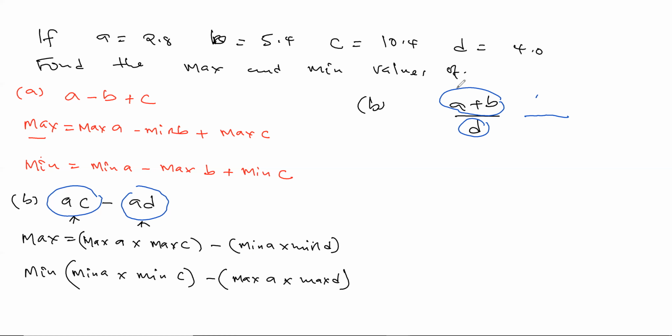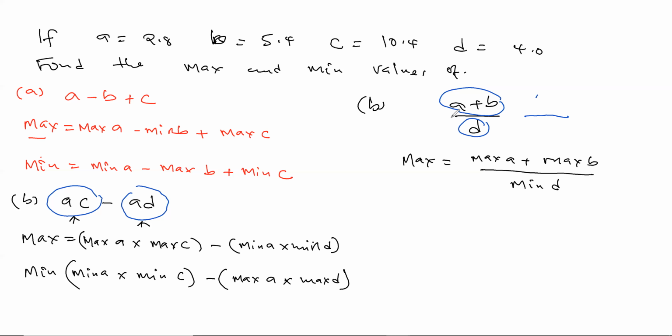So when you want to get the maximum and minimum values of the operations, take in mind that for maximum in division, what do you normally do? You take the maximum of the upper divided by the minimum of the lower. So the upper number is A plus B. Maximum of A plus B will be maximum of A plus maximum of B. That will give me maximum of A plus B over the minimum of D. That value gives you maximum.